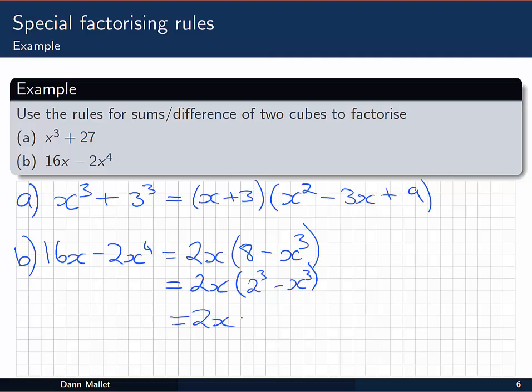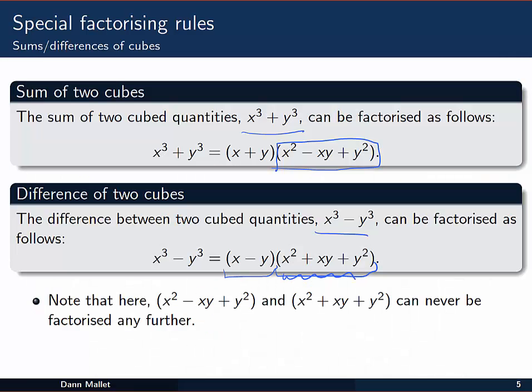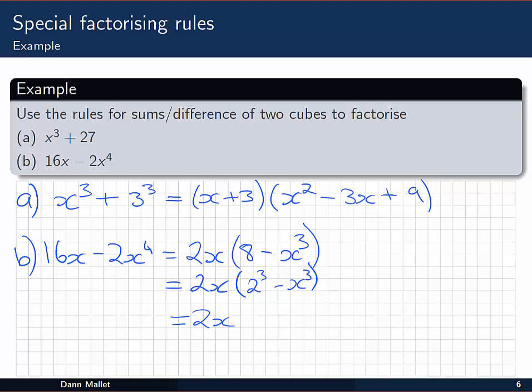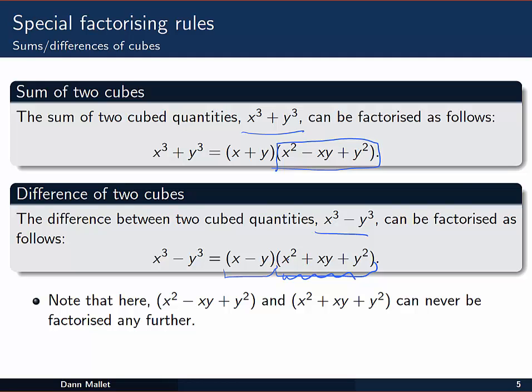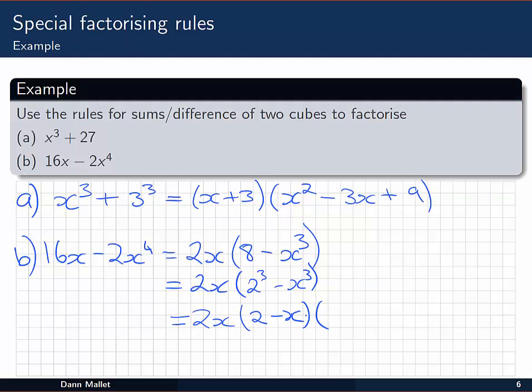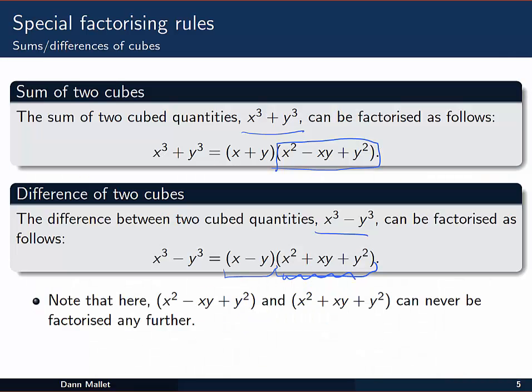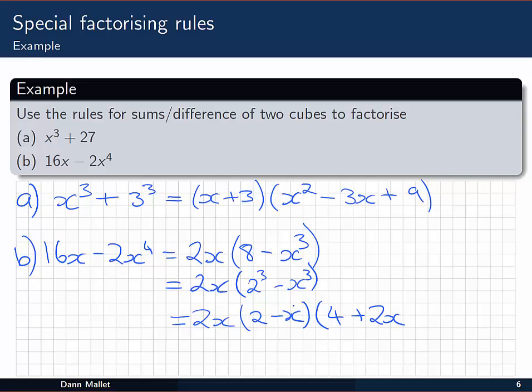So we use our special rule for that, which is we're going to have x minus y, or in our case 2 minus x, and then the first term squared plus the product of the terms. 2 squared is 4, plus 2 times x, and plus the second term squared, which in our case is x, so plus x squared. And again, remember, this piece can't be factored any further with real numbers.